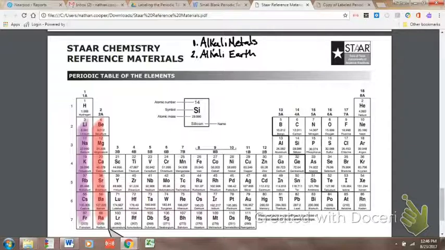And then we'll drop down to the next column, which is group 3, but the letter changes to a B, so we're in a different place. And this one's more than just one column. It's actually going to be a total of 10 columns, and it's a large portion of the periodic table that we call this family.